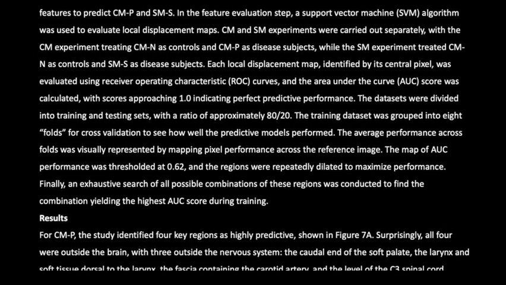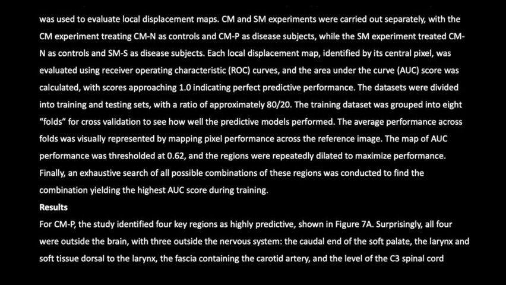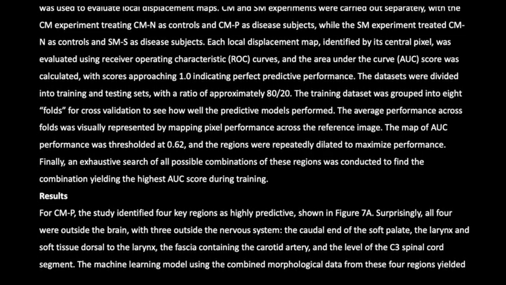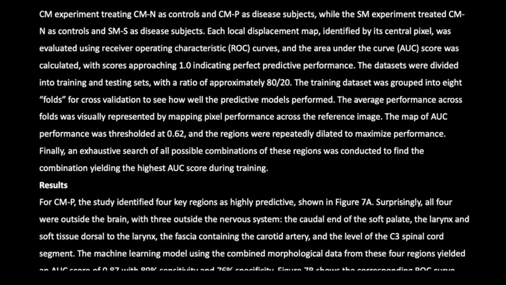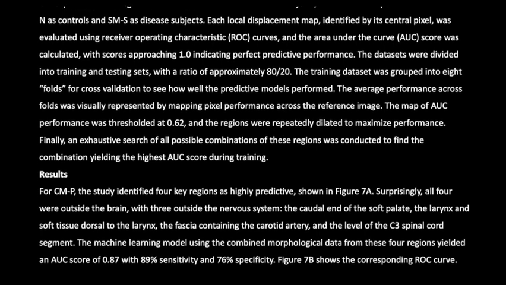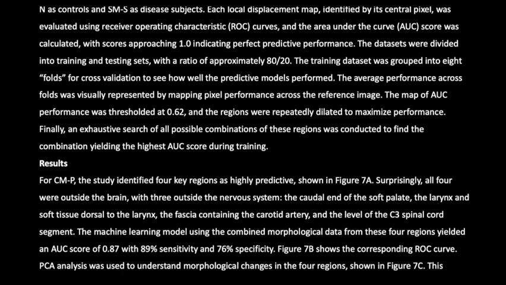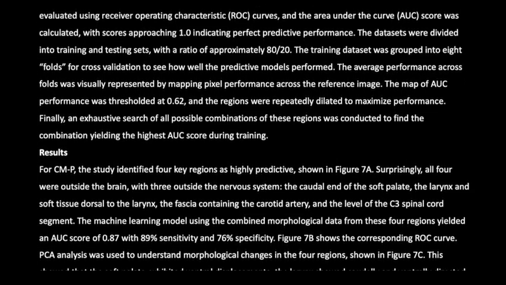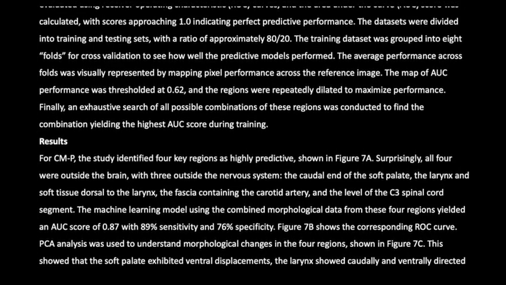The average performance across folds was visually represented by mapping pixel performance across the reference image. The map of AUC performance was thresholded at 0.62, and the regions were repeatedly dilated to maximize performance. Finally, an exhaustive search of all possible combinations of these regions was conducted to find the combination yielding the highest AUC score during training. Results for CMP: the study identified 4 key regions as highly predictive, shown in Figure 7a.